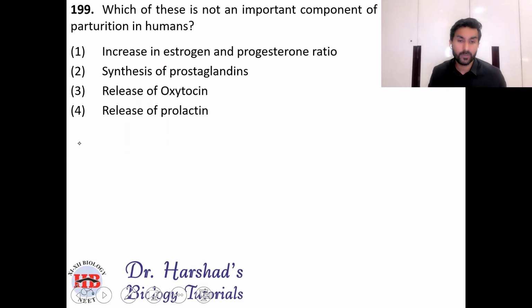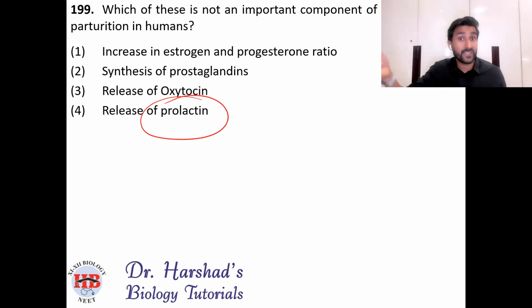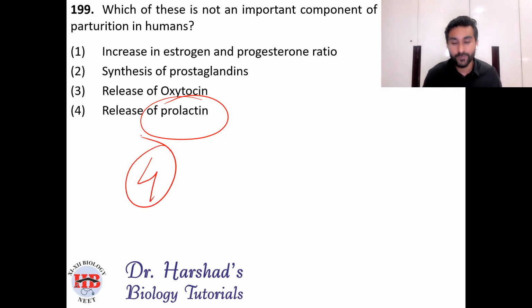Which of these is not an important component for the initiation of parturition? Now, parturition is helped by high estrogen, prostaglandins, and oxytocin. Mind you, high estrogen, prostaglandins, and oxytocin all play a role in parturition. Prolactin plays a role in lactation, not parturition. So again, according to me, a straightforward question. Our answer would be option number 4.